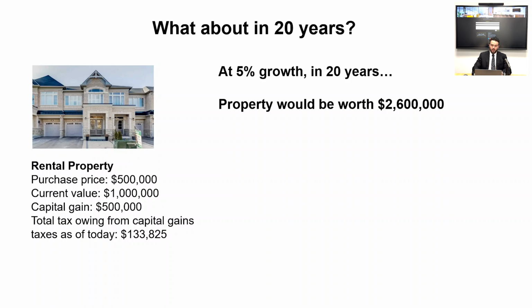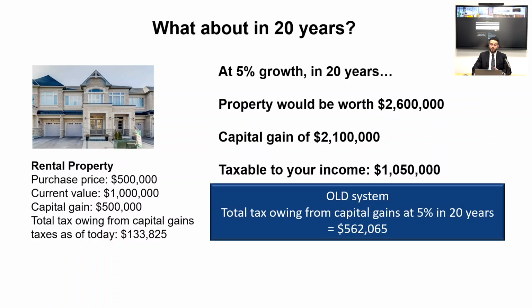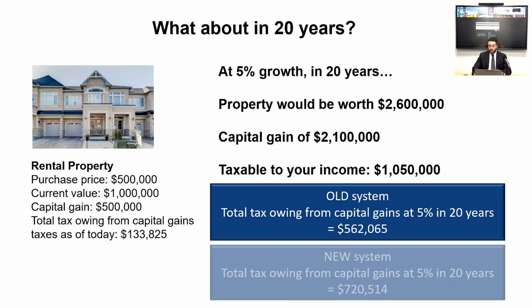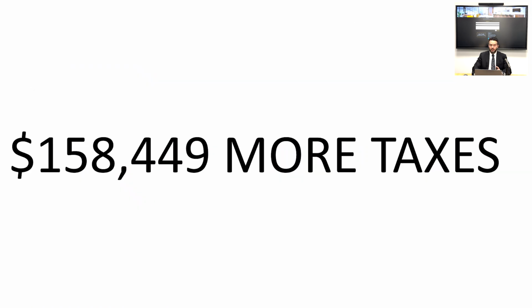Again, excluding betterments and improvements, you now have a capital gain of 2.1 million. 50% becomes taxable to your income. Under the old system, the total tax owing would be $562,065. However, under the new system, the tax owing would be $720,514. So this is a difference of $158,449 in more taxes because of this increased rate.